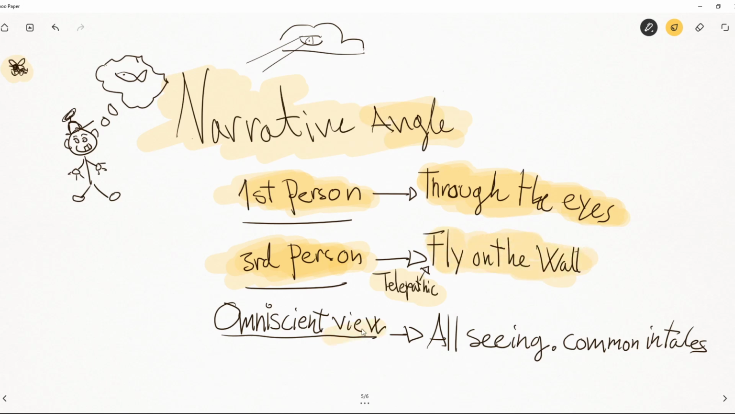And then finally we have the Omniscient view, and that's when you see everything down there. And this is really common in tales, but not that common in modern stories anymore. So with the Omniscient view, you know everything that is going to happen.